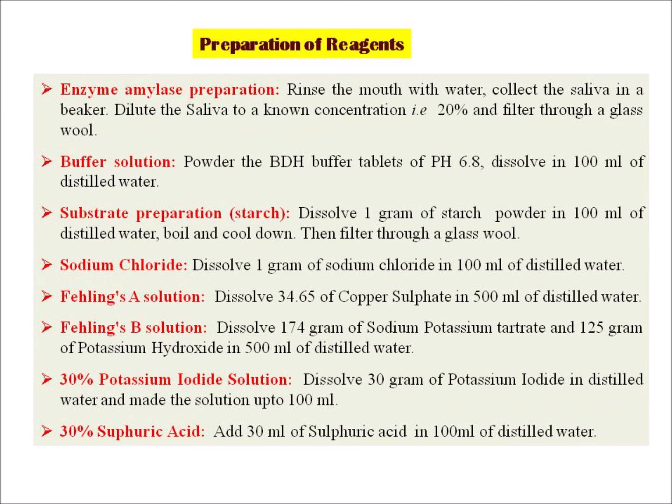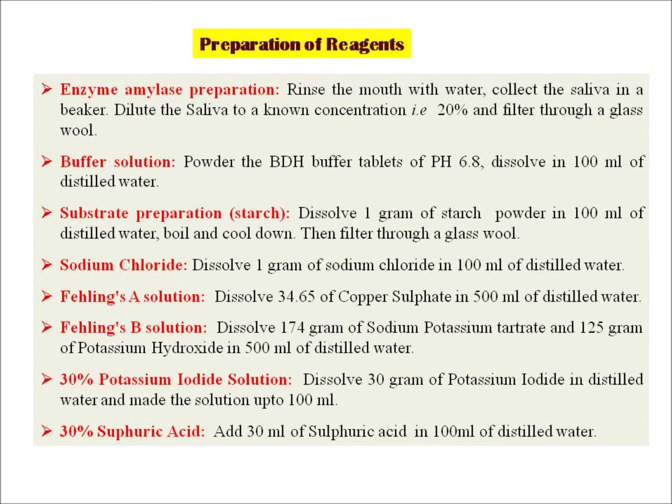The materials used for this experiment are test tubes, test tube stand, pipette, measuring jar, burette, conical flask, incubator, etc. Enzyme amylase preparation: rinse the mouth with water, collect the saliva in a beaker. Dilute the saliva to 1:20 concentration and filter through glass wool. Buffer solution: powder the BDH buffer tablet of pH 6.8 and dissolve in 100 ml of distilled water.